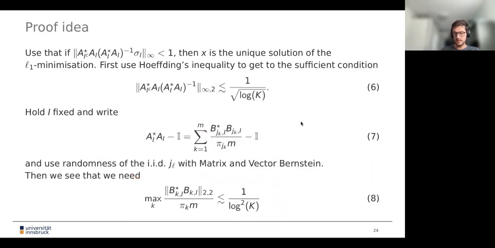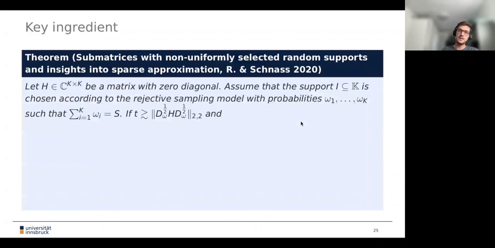We need that for a fixed I, the operator norm of the submatrix is very small, of order 1 over log squared. And this is basically where we deviate from standard compressed sensing theory. This is where our magic ingredient comes in, where we use the randomness of our supports, this additional knowledge of our supports, to bound this with high probability. How do we do that? Well, we use a result that we showed 2 years ago.